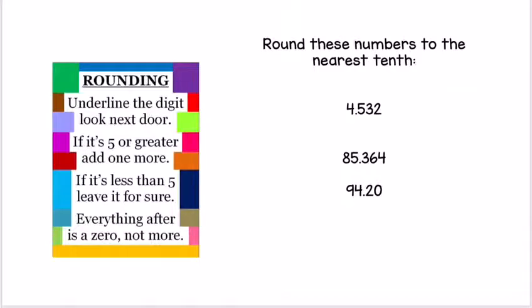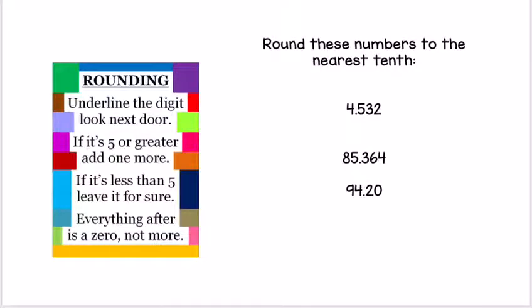Okay, so now these are the examples that I want you to work through. So you're rounding each of these numbers to the nearest tenth. That means that the digit you need to underline each time is the number in the tenths column. This is the column that comes straight after the decimal place. So the first one you need to round is 4.532 to the nearest tenth. So we need to underline the 5, which is in the tenths column.